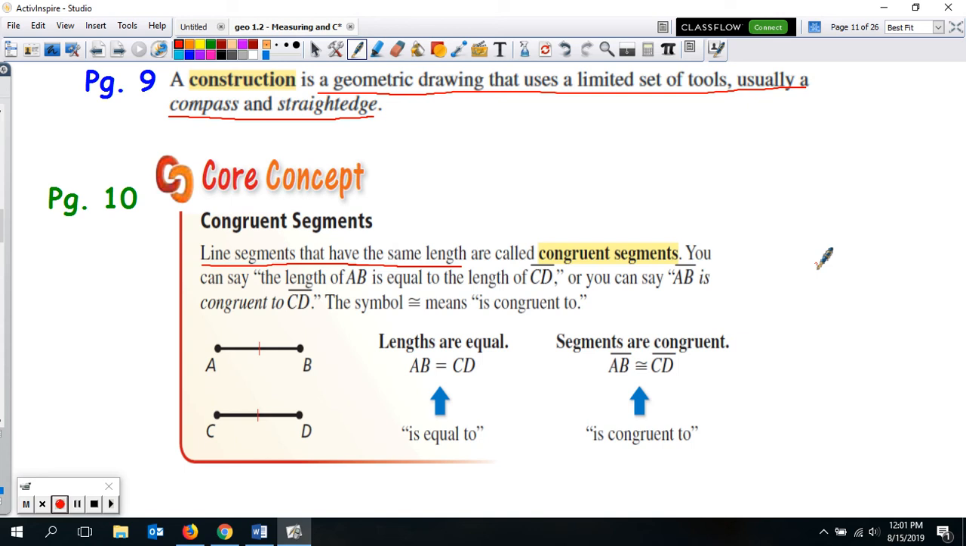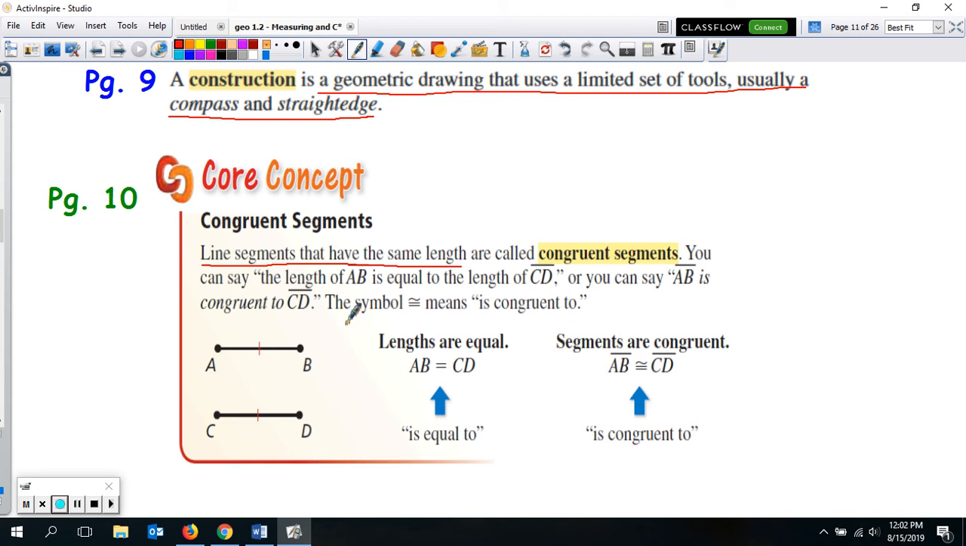But the word congruent is going to be a common word we're going to use here in geometry. It simply means the same thing. It means equal to. So congruent always means the same or equal to. We're going to talk about congruent segments, congruent angles, and lots of different things are going to be congruent. That just means they're going to be equal segments. They're going to have the same length. They're going to be equal to each other.